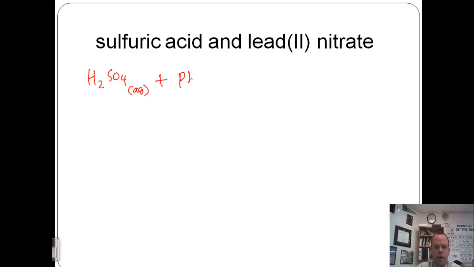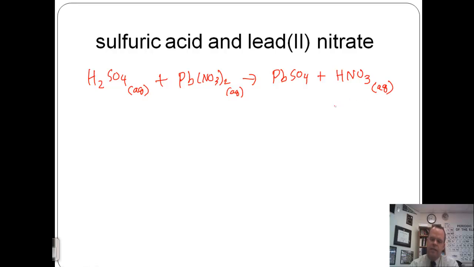Lead-2 nitrate, so Pb(NO3)2, which is also aqueous because of the nitrate. The products will be PbSO4 and hydrogen plus 1, nitrate minus 1, so HNO3. In this case, we know nitric acid is aqueous, has nitrate, so always aqueous. Lead-2 sulfate, we actually have to look at the rules. These would be on your blue sheet in class, or you can look them up in your textbook. You'd find that lead-2 sulfate is a solid.